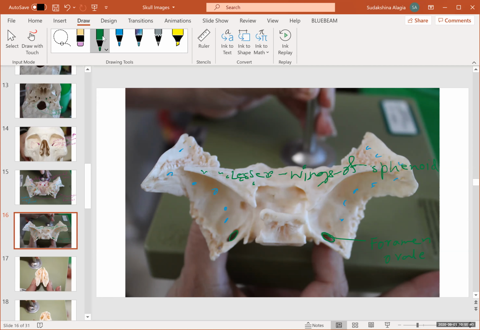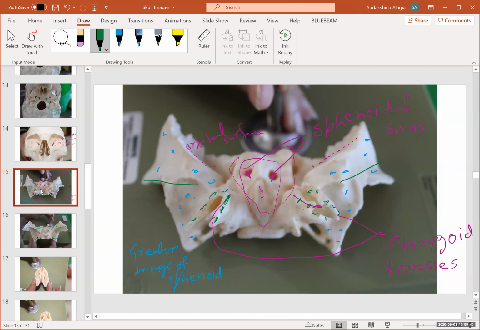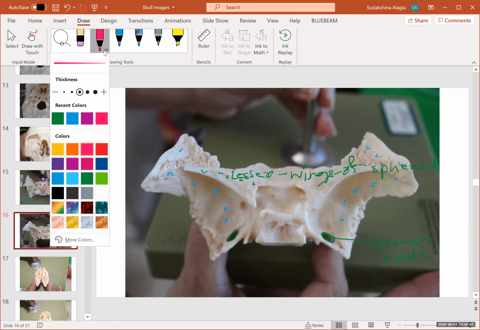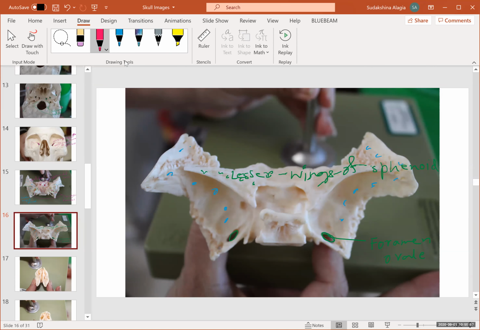So lesser wings of sphenoid, greater wings of sphenoid. We looked at the pterygoid process, the sphenoidal sinus. What else is visible here? Well, I see this saddle-like structure. All of that looks like a saddle that we put on a horse to sit. And so this looks like a place to accommodate something. Something sits in here.